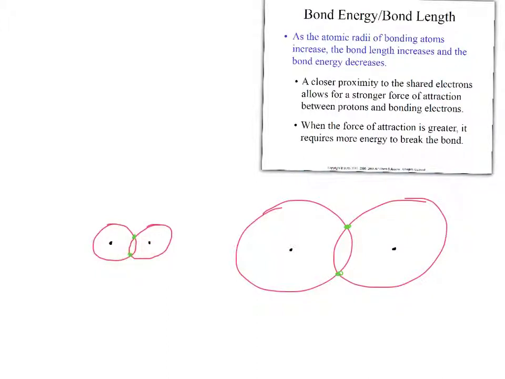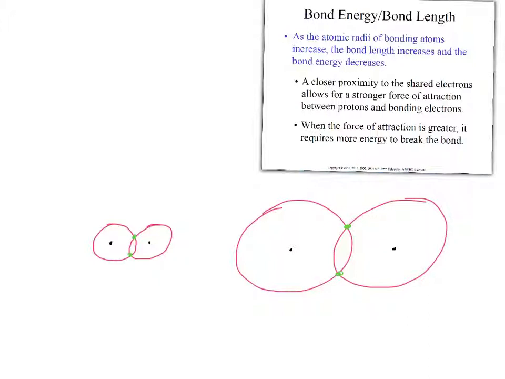Look at the distance between that proton and that shared electron. It's not very far, so according to Coulomb's law, if you decrease the distance, you're going to increase the force. That means this bond would be fairly strong. However, right here, the radius is getting larger, which means the distance between the nucleus and the shared electrons is getting much larger. If you increase the distance, according to Coulomb's law, force will go down, and that means we would have weaker bonds. So this bond would be harder to break than this bond.